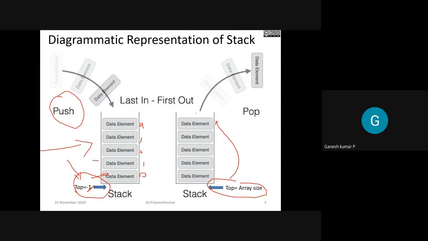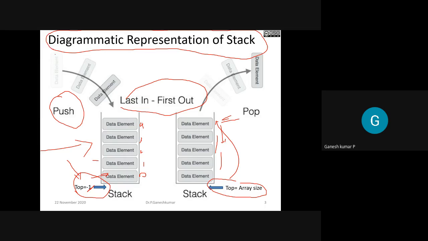Now, what do you have to do? You have to decrement the top pointer one by one. Now the top pointer is here. Decrement the top pointer one position down and pop up the element. Decrement the top pointer one position down, pop up the element. Decrement the top pointer again, like that. So this is last in first out. So the diagrammatic representation of stack is this.